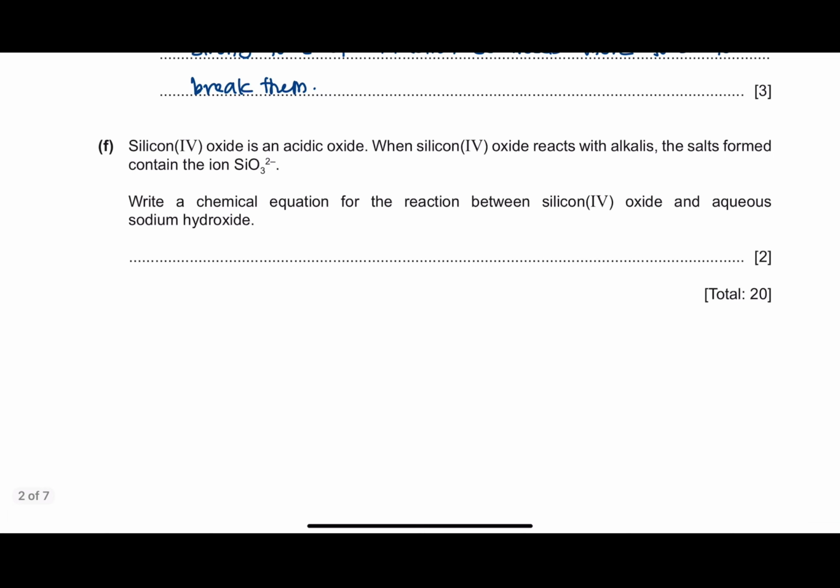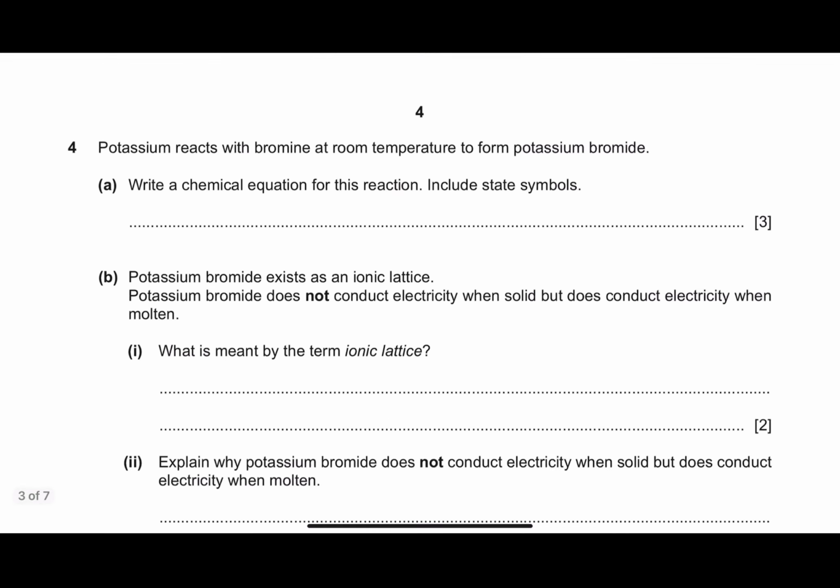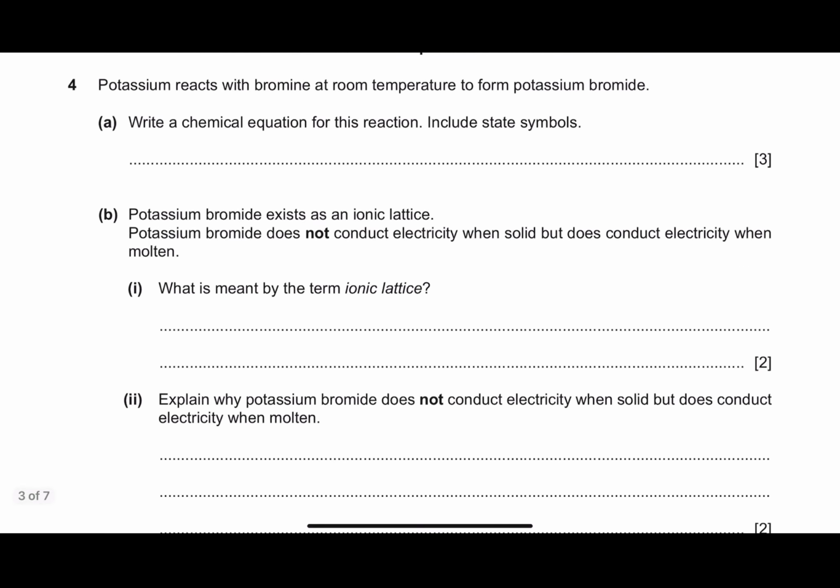Question F. Silicon oxide is an acidic oxide when silicon oxide reacts with alkalis. Now this question again is not related to this chapter, so it will be discussed in another video. This is a question from May-June 2018, question 4. It says that potassium reacts with bromine at room temperature to form potassium bromide. Write a chemical equation for this reaction.